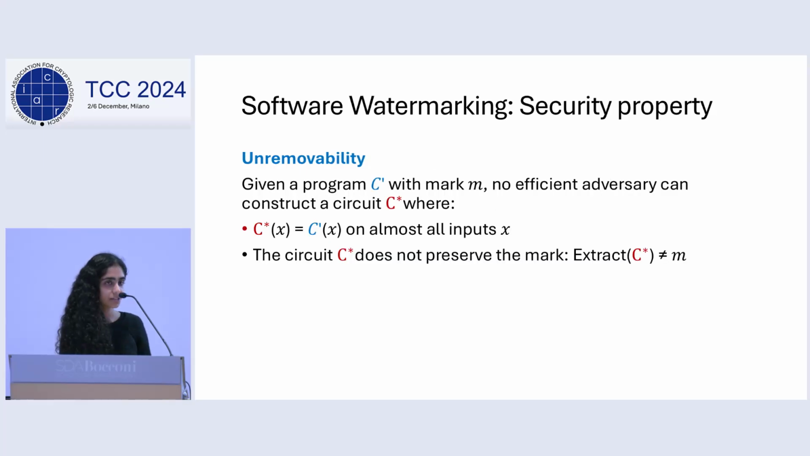And then the next condition that must be satisfied is unremovability. So given a program C prime, no efficient adversary should be able to come up with a program C star such that C star preserves C prime's functionality on almost all inputs, but does not preserve the mark. So when you run extract on C star, you don't get M. So in other words, if there exists a C star that preserves C prime's functionality on almost all inputs, then extract on C star must output M.